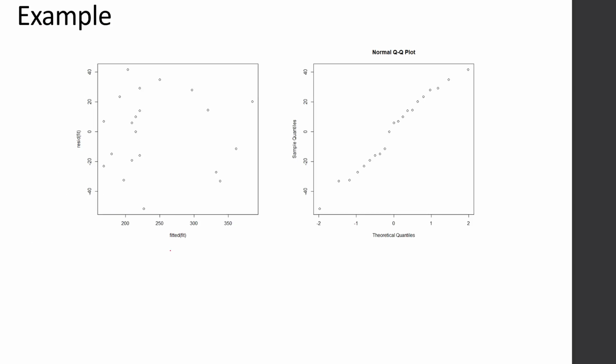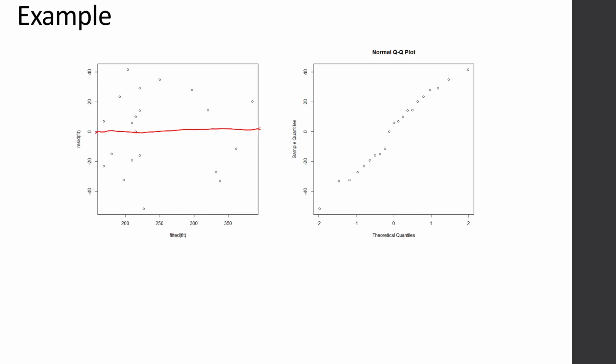All right, so let's check the assumptions. The errors being independent are going to have to be checked by other plots that we're not going to go over right now. We'll talk a little bit more about that when we get to time series. But for now, we're just going to have to assume that the errors are independent. And the other three assumptions we can check with these two plots.